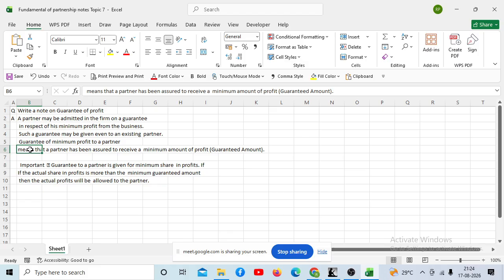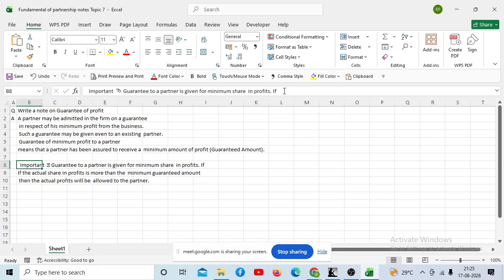It happens in partnerships, like suppose if one person is important, and you want him to join the firm, but he is not ready to join, then you tell him some amount, that okay, please join us, minimum 1 lakh profit we will give you. So that is called guarantee of profit. Now in this case, the guarantee to the partner is given for a minimum share in profit.